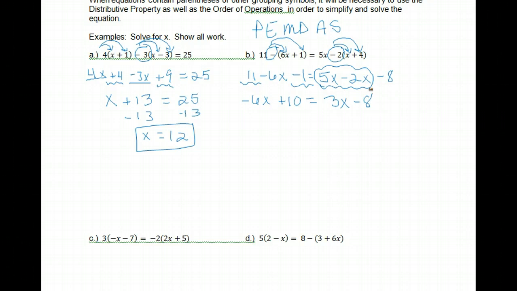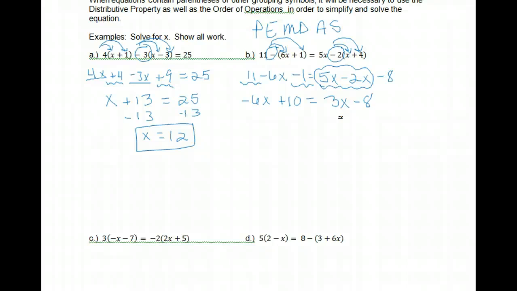At this point in the equation solving, we need to get our variables on the same side of the equal sign, since we have a negative 6x on the left and a 3x on the right. We cannot go any further until our variables are on the same side. You can choose to either move the 3x or the negative 6x. It makes no difference which one you choose.